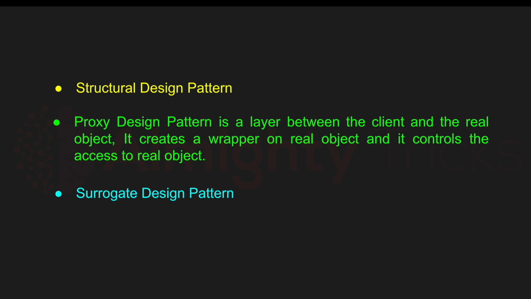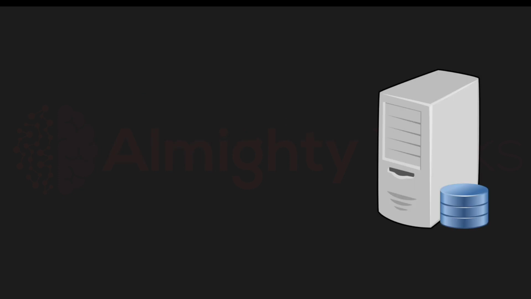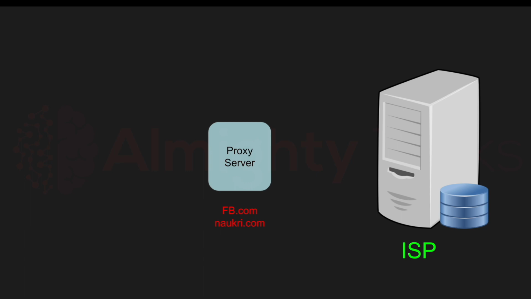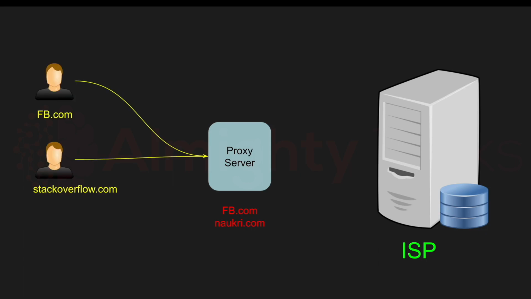Now let's see some examples. In your city, let's say there is an internet service provider, and that internet service provider is maintaining a proxy server, and this proxy server is blocking fb.com and naukri.com. One user is requesting fb.com, another user is requesting stackoverflow.com, another user is requesting naukri.com. Now the user who is trying to access fb.com cannot access this website because fb.com is not allowed in the proxy server.